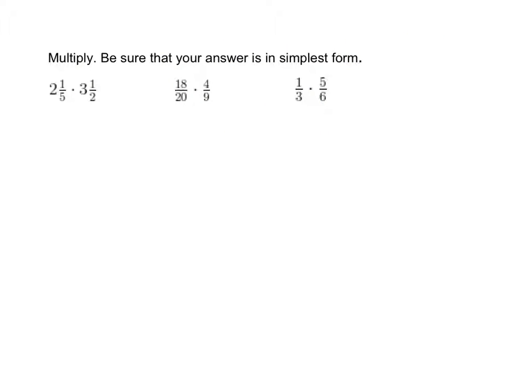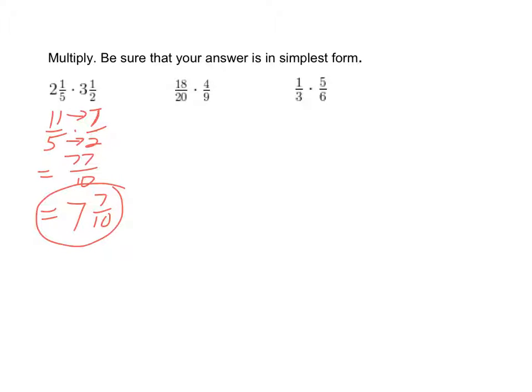A few more examples here. First one, we've got a couple of mixed numbers. Again, turning them into improper fractions, I would get 11/5 times 7/2. And then I can multiply that straight across. So 11 times 7 is 77. 5 times 2 is 10. So I've got 77 over 10. I can't simplify that fraction down at all, but what I can do is turn it into the mixed number 7 7/10.